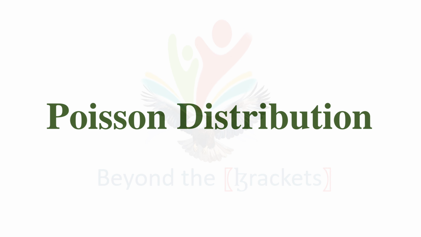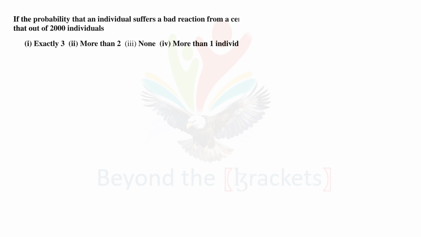Let's understand Poisson distribution through a few problems. The first question reads as follows. If the probability that an individual suffers a bad reaction from a certain injection is 0.001, find the probability that out of 2000 individuals, exactly 3, more than 2, none, and more than 1 individual suffer a bad reaction.